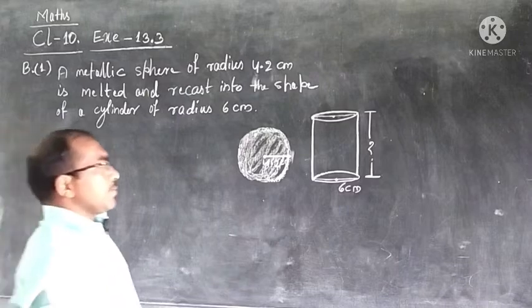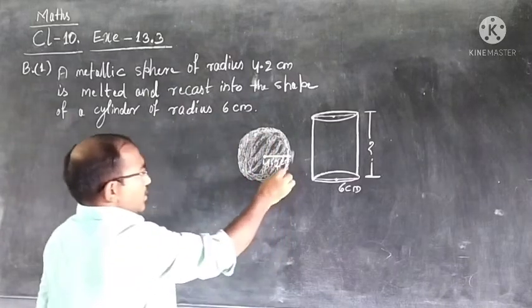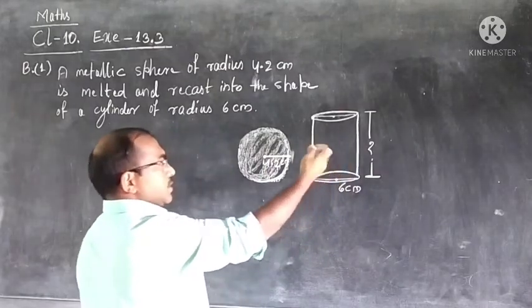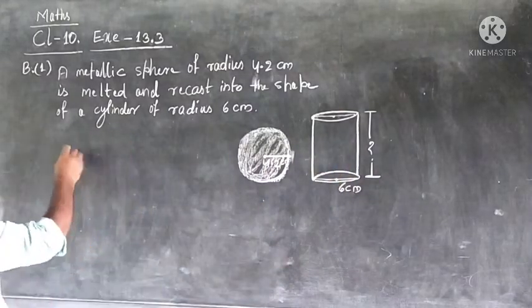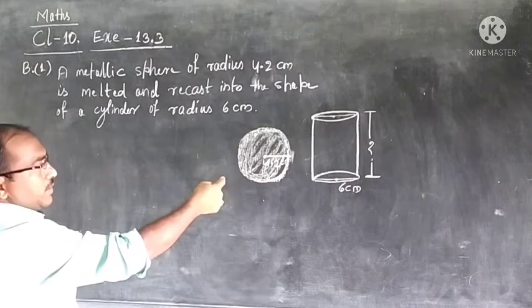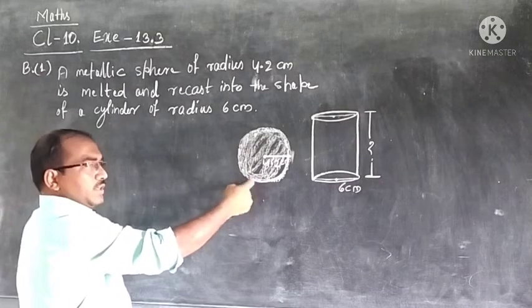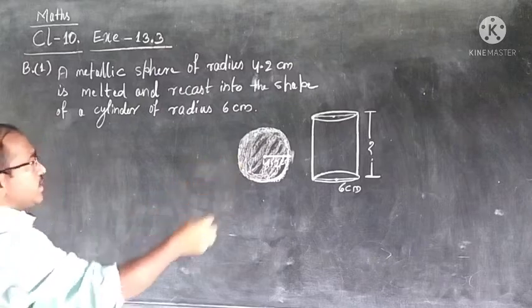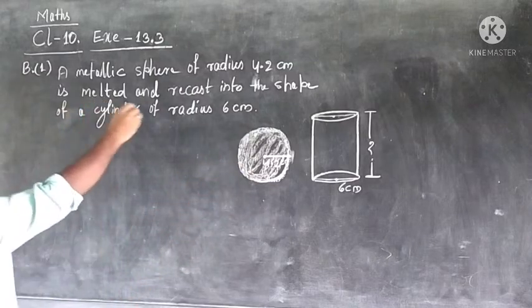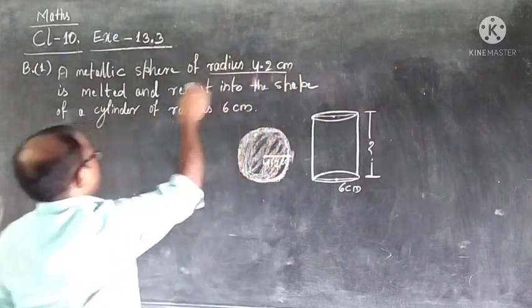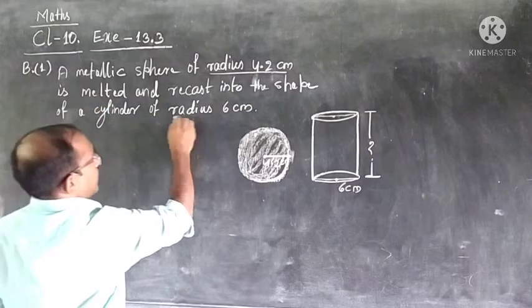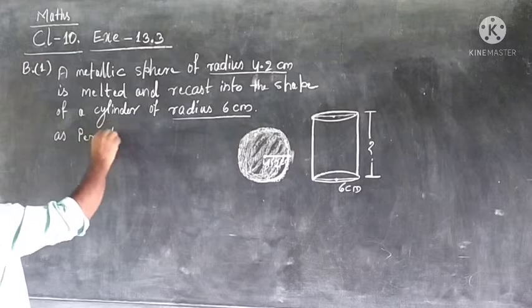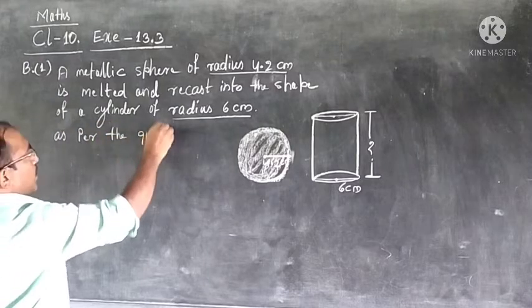What amount of metal is in this sphere, the same amount of metal we are going to use in the cylinder. That means we are going to convert the shape of the solid. The given solid is a sphere and we are making it into a new shape, that is a cylinder. The radius is mentioned here for the sphere and also for the cylinder. So, straight away we can start the solution as per the question.